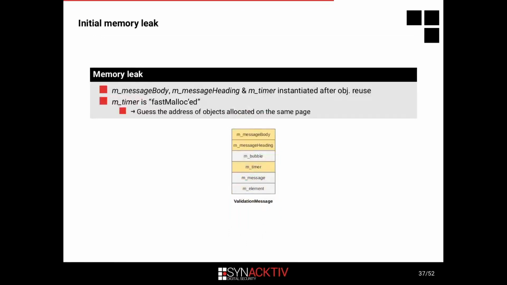As Mehdi said previously, three fields of validation message are allocated after reusing the object. So using our array buffer, we can read their values and get an initial memory leak. Two of these fields are pointers allocated using the heap, but they are not important for us. But the third one, the timer one, is a pointer allocated using fastmalloc. And this one is interesting, and we will reuse it later to guess the address of fastmalloc objects.